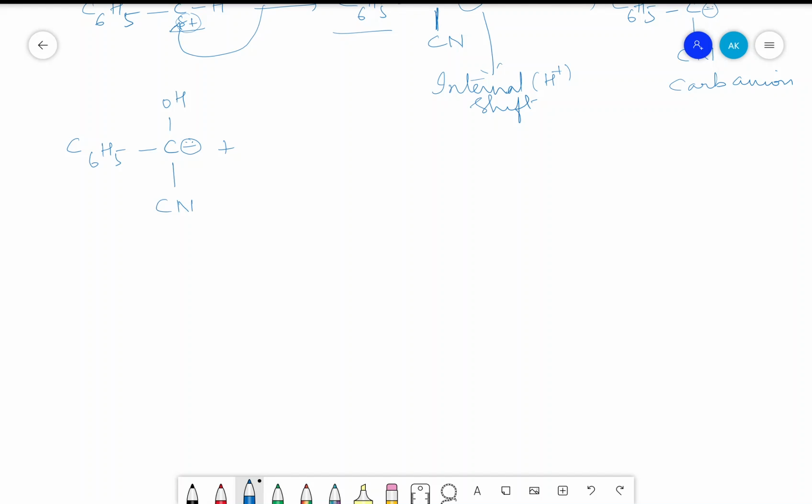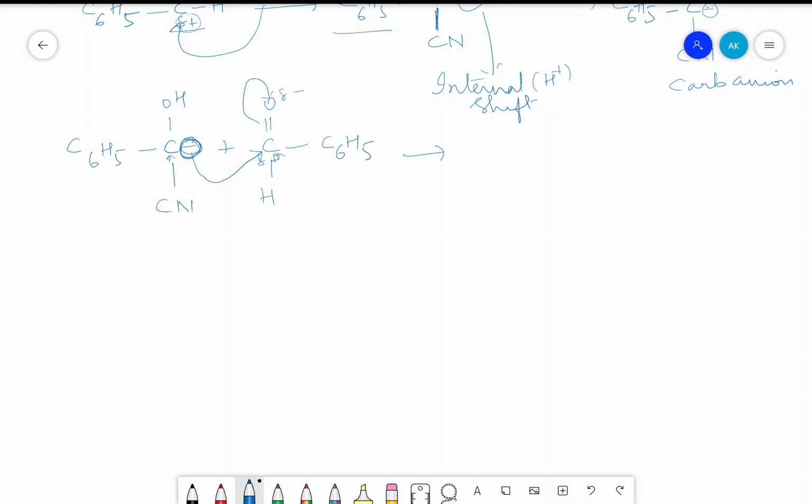I'll write it in the reverse way, that is carbon C double bond OH, C6H5. Due to the difference in electronegativity, this bond shifts here, giving a partially negative charge and a partially positive charge. So this negative charge on carbon can combine with the positive charge on carbon of the other benzaldehyde, and this negative charge, that means 2 electrons, results in the formation of a bond between 2 carbons, this and this carbon.